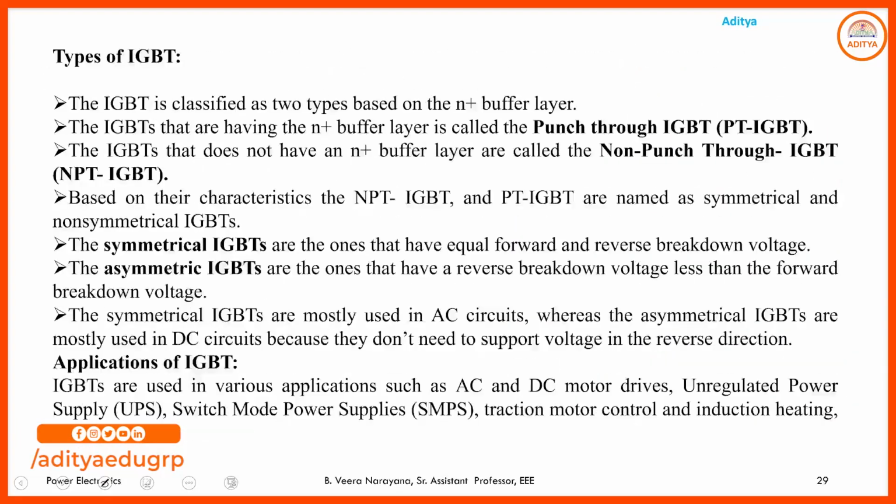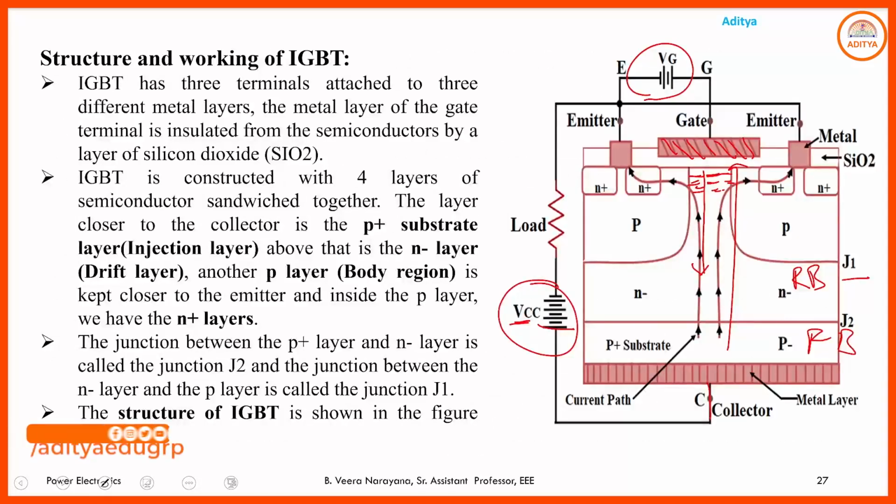So if you go through the types of IGBT, IGBTs depending upon the structure are mainly classified into two types. If the construction of the IGBT has an N plus layer, which is the buffer layer, that is called a punch through IGBT or asymmetrical IGBT. And if the construction doesn't have the N plus buffer layer, those are called non-punch through IGBTs or symmetrical IGBTs.